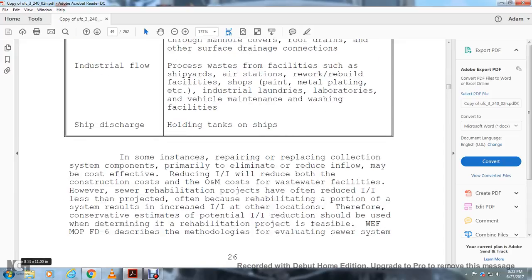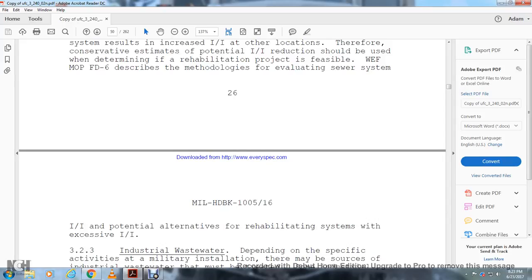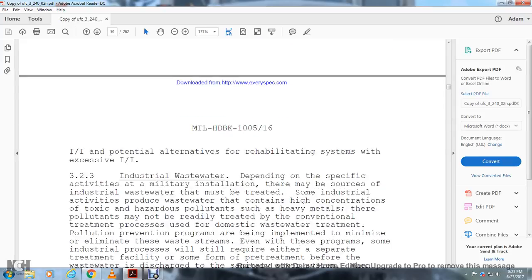In some instances, repairing or replacing collection system components primarily to reduce inflow and infiltration may be cost effective. Reducing infiltration and inflow will reduce both the construction cost and the operation and maintenance cost of the wastewater facilities. However, sewer rehabilitation projects have often achieved less infiltration and inflow reduction than projected, because rehabilitation of one portion of the system results in an increase of infiltration and inflow at other locations. A conservative estimate of the potential reduction shall be used to determine whether the rehabilitation project is feasible. Water Environment Federation MOP FD6 describes the methodology for evaluating sewer systems. Infiltration and inflow is a potential alternative to rehabilitating the system.